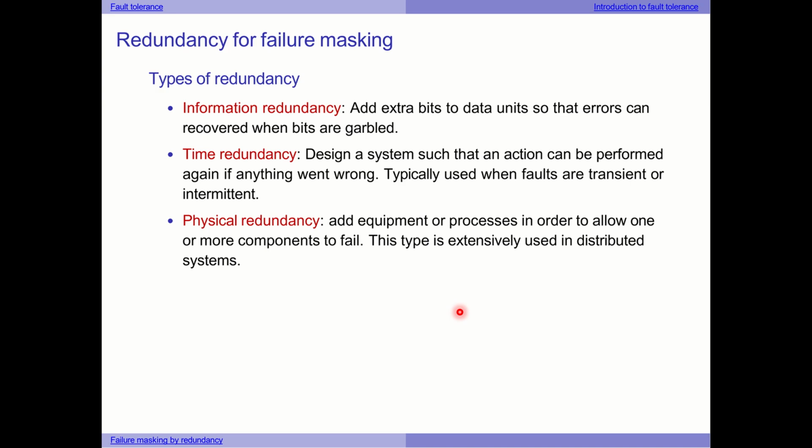Failure masking is a concept that hides the occurrence of failure from other processes using redundancy techniques. So there are three types of redundancy. The first one is information redundancy. Here, we add extra bits to the data unit so the errors can be recovered when bits are garbled. So this is very clear in networking.